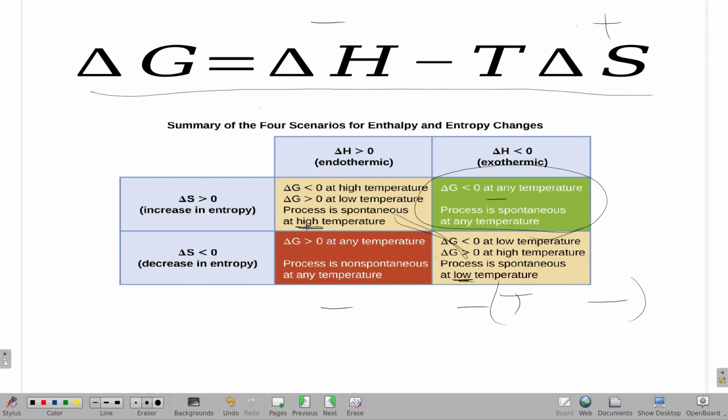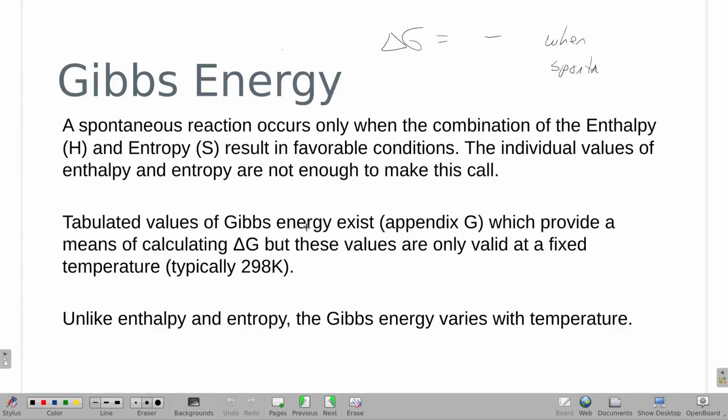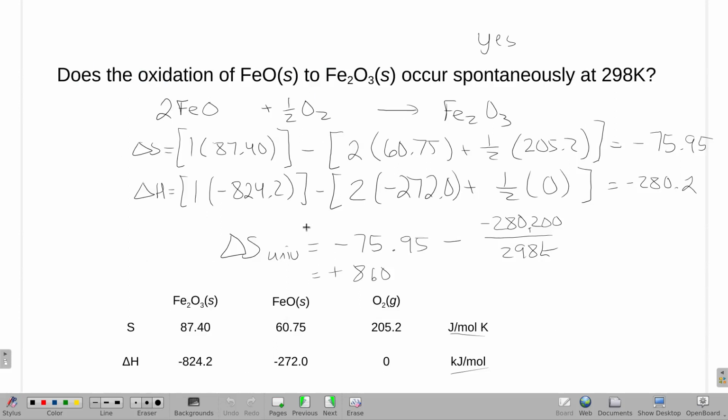Alright, but we can make a nice little call based on the signs of our delta H's and S's. Matter of fact, back all the way up to where we first did this. When we came up with these values right there and saw that they were negative and negative, we could have actually made the call that this reaction is spontaneous at low temperatures. And we can say that because they're both negatives.